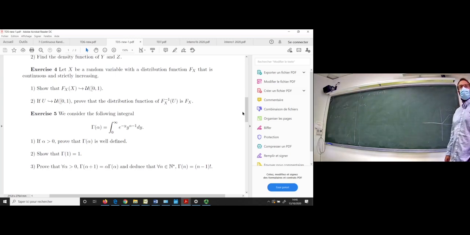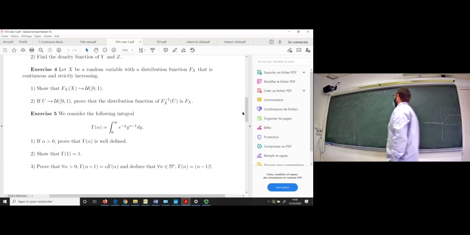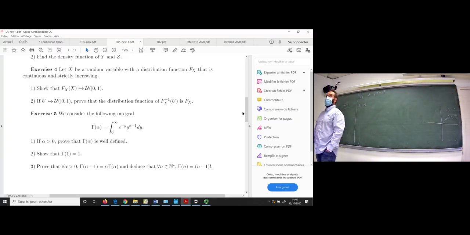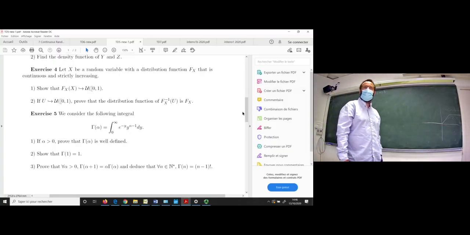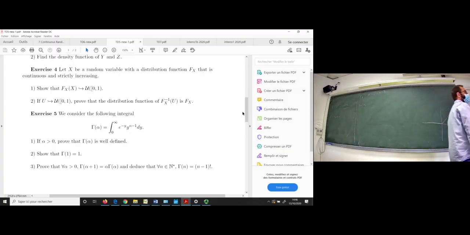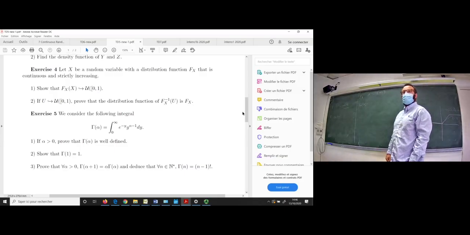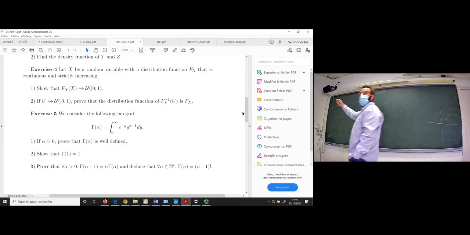The image of F of capital X. So it's a distribution function, so it has some properties. I know the limit at minus infinity is 0, the limit at plus infinity is 1. And it is strictly increasing, so it means that it never takes the value 0 or 1. If it took the value 0 once, it would be 0 before; if it took the value 1, it would be 1 after. That's not what I want because it is strictly increasing. So it never takes the values 0 and 1. They are limits, real limits.